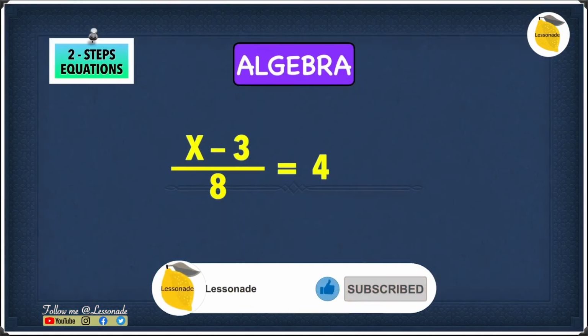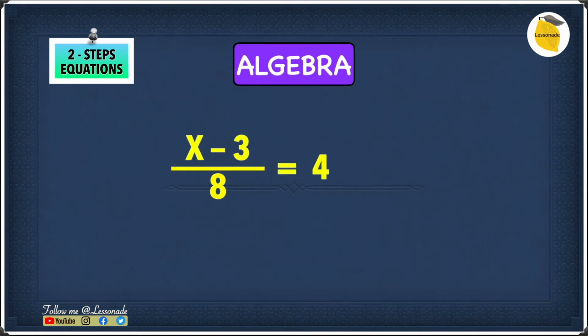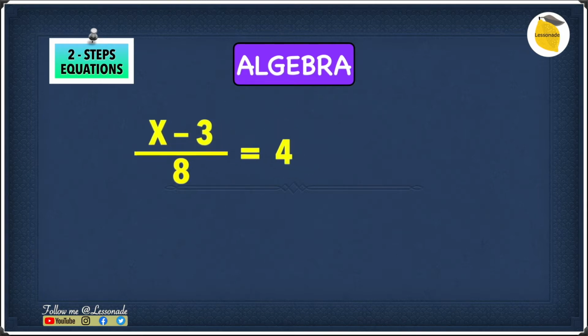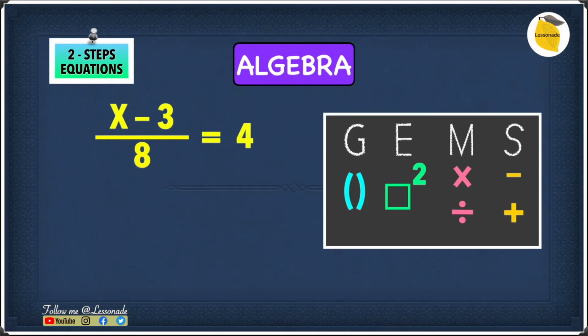So let's have a look at an example such as x minus 3 over 8 equals 4. What if I told you that x minus 3 is a group and so is 8? You may be wondering why they are groups because there are no brackets around them. But whenever you have a fraction line in algebra, the thing above the fraction line, x minus 3, and the thing below it, 8, are both groups. So since we now know this, we can work the question out. We have to undo starting from S and ending with G.